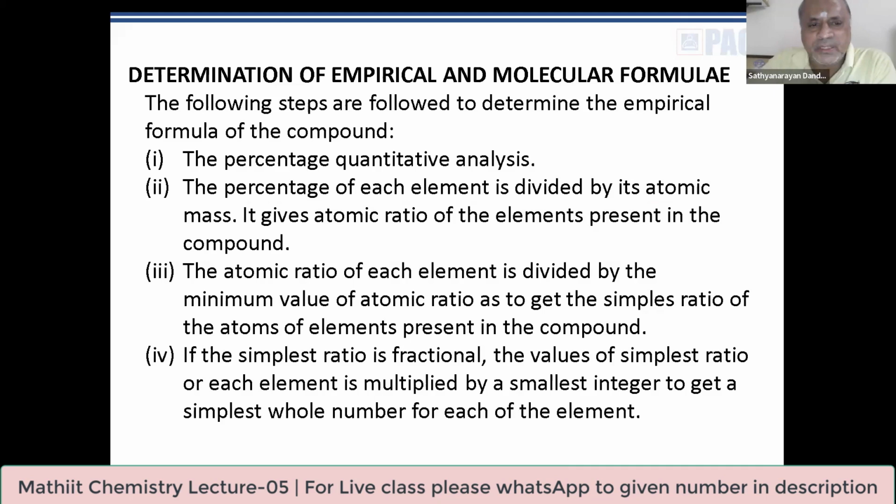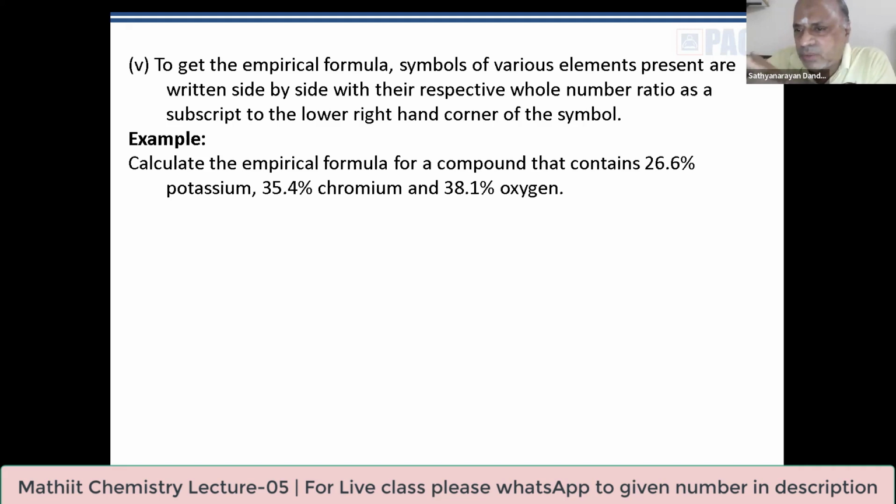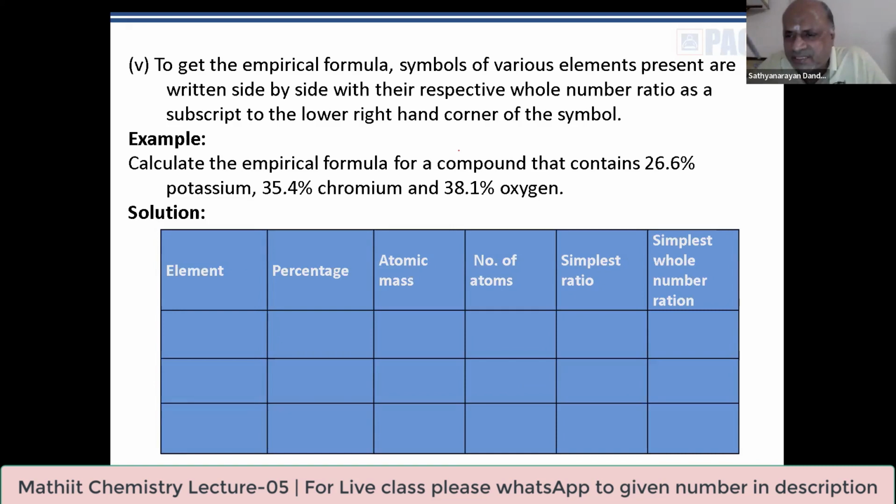From the empirical formula, I get the empirical weight. And I told you, empirical weight is there, molecular weight is there, you can find out the formulas. I just now showed, isn't it? Molecular weight divided by empirical weight is equal to n. So let us do one question. Then one by one, things will be clear. I have given you this: calculate the empirical formula. Use this table. Whenever percentages are given, draw this table and do the question.